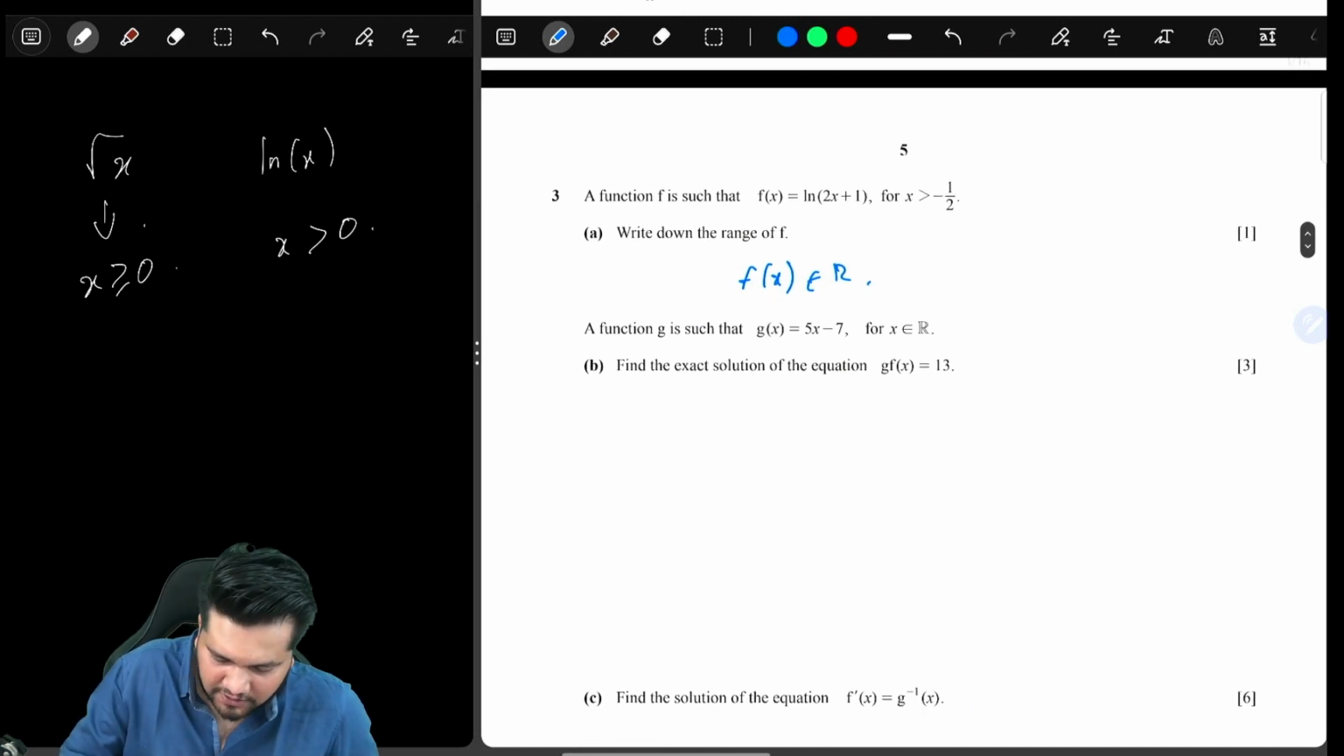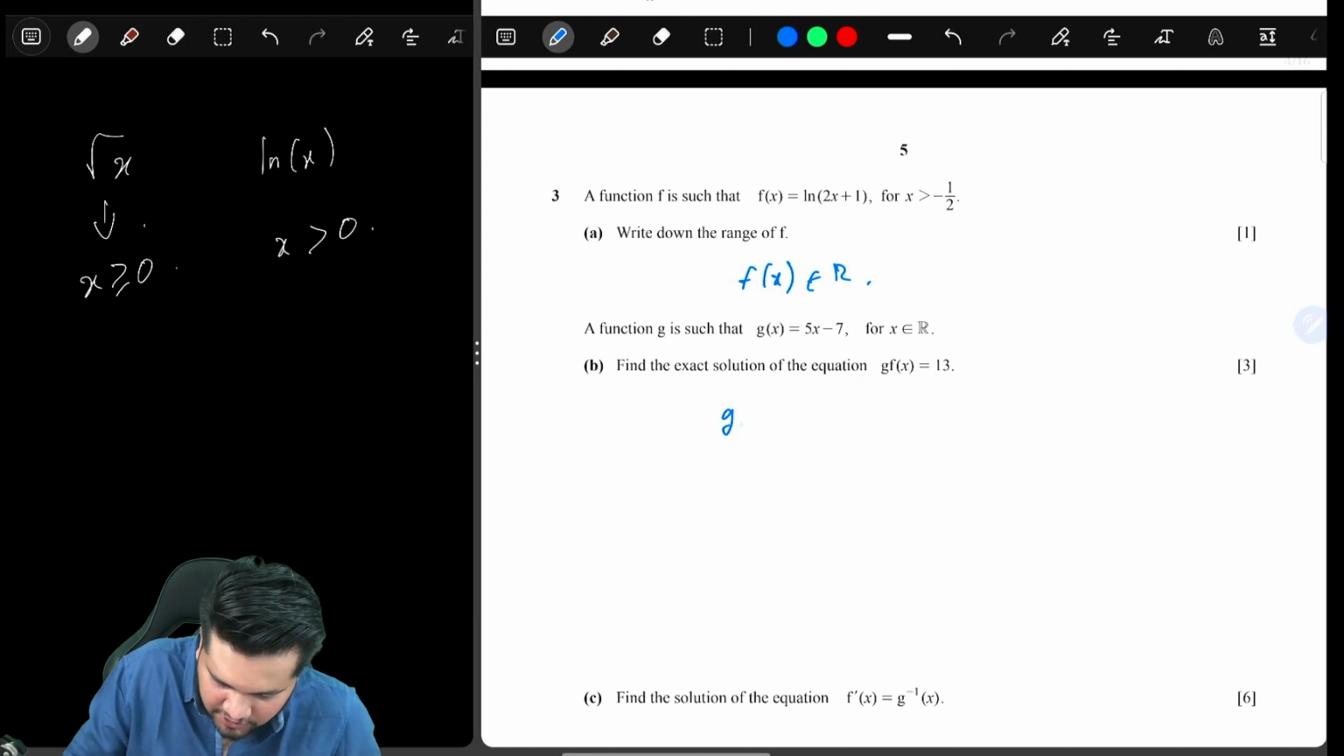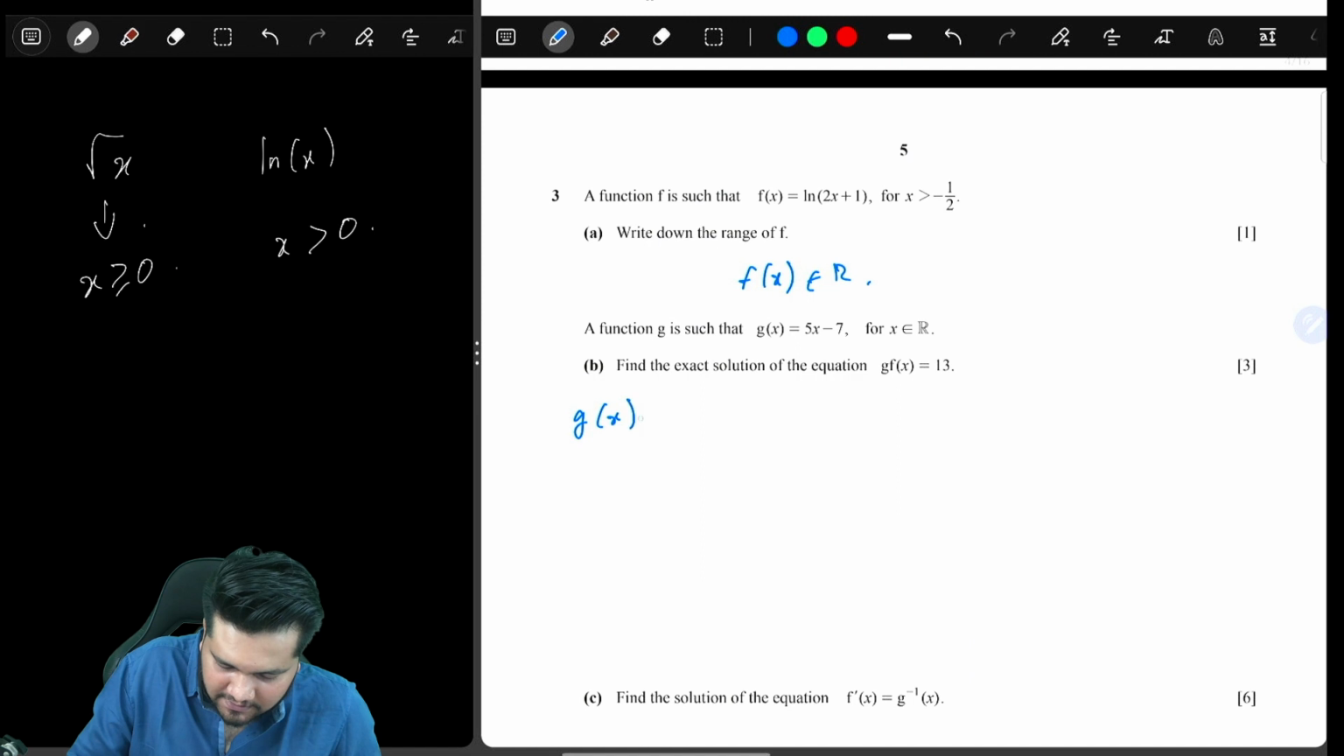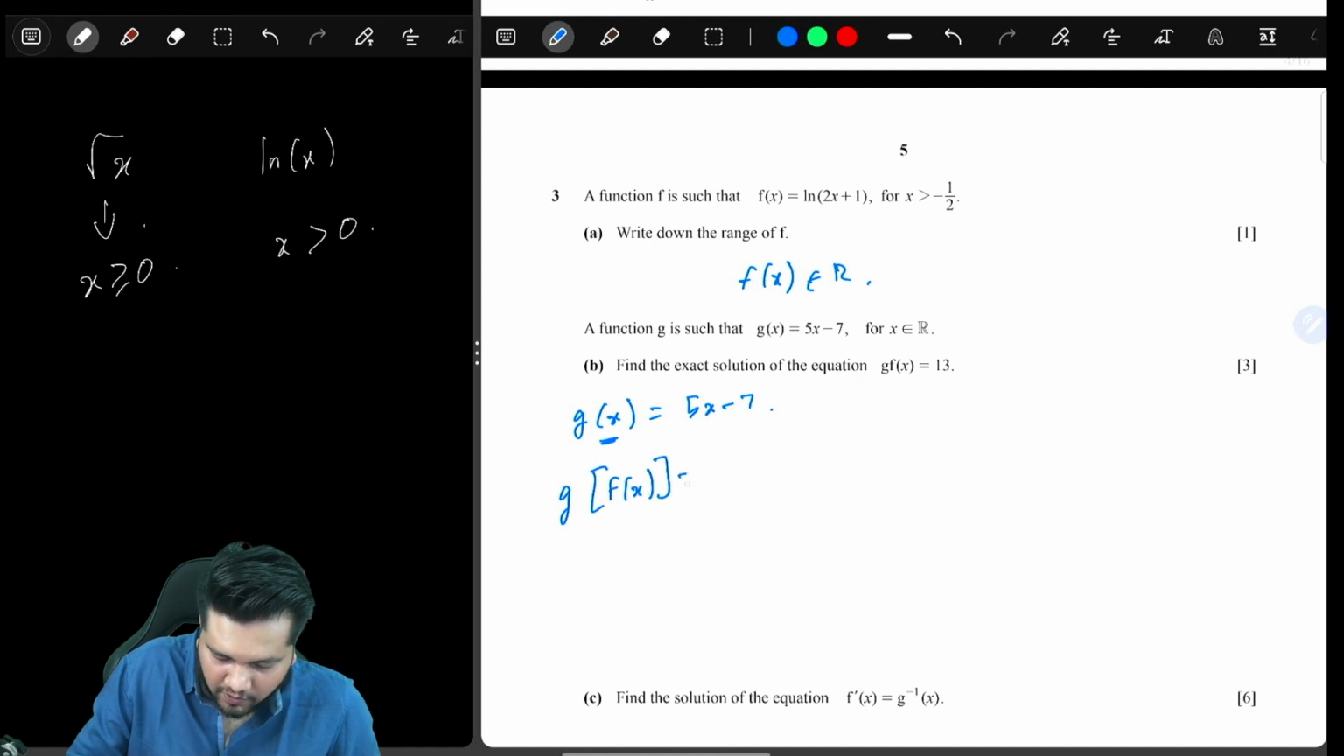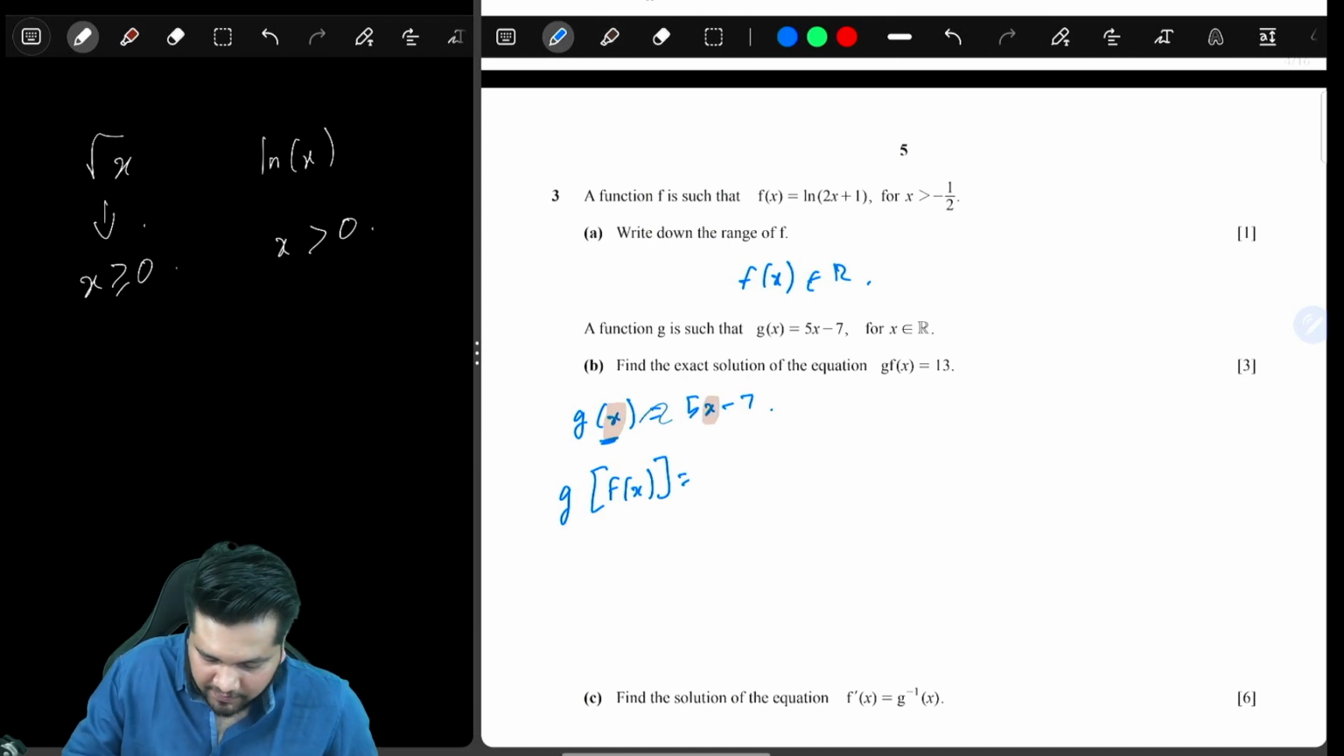Now, a function g is such that g of x is 5x minus 7 for all real numbers. Find the exact solution of the equation g of f of x. Now, g of x is 5x minus 7. All I have to do is replace this x with f of x. So, g of f of x would be what? I'm replacing this x with f of x, which is 5 ln 2x plus 1 minus 7. And this they have given is equal to 13.